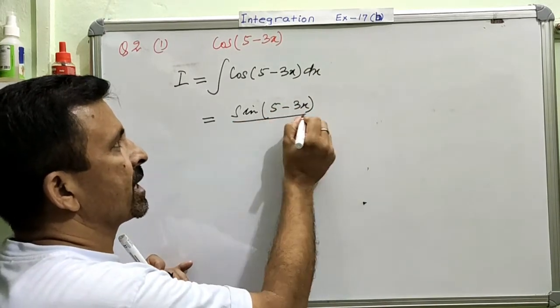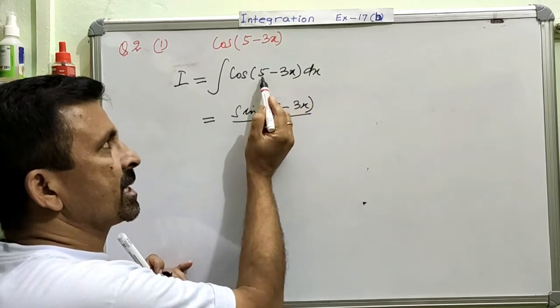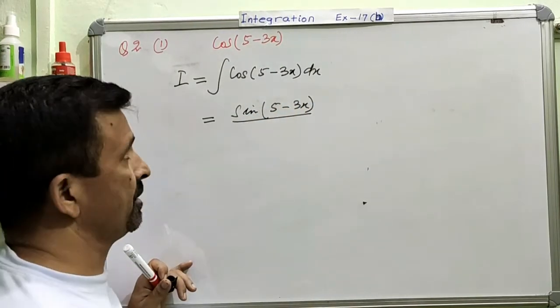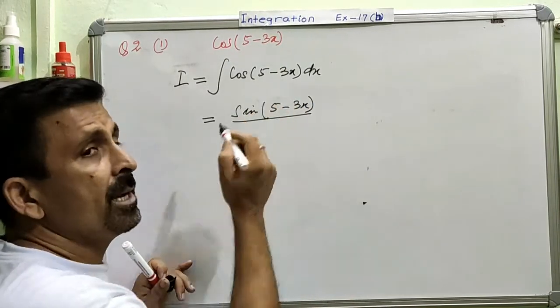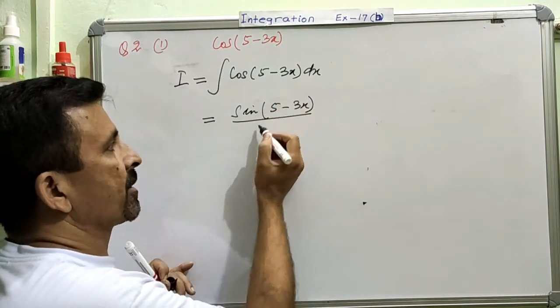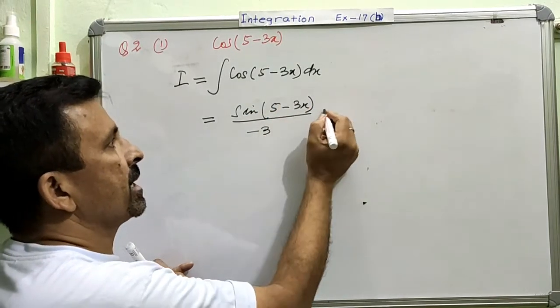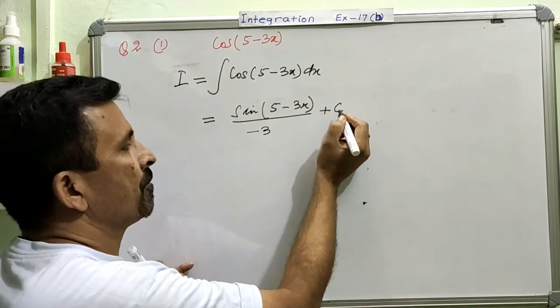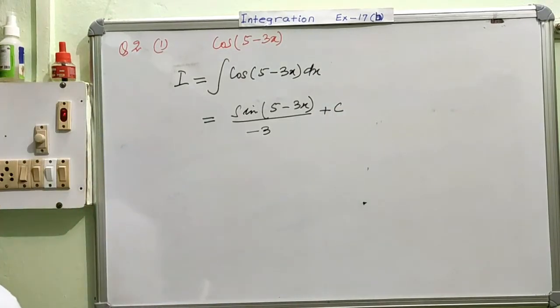Now we will find the integration of the angle part. This is a constant, so the integration of this part will be 0, and the integration of this part will be minus 3. This is minus 3, and then finally plus c. Is this very, very clear? So this is your answer of question number 1.